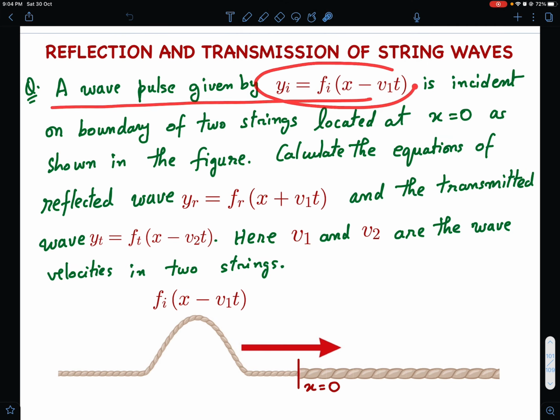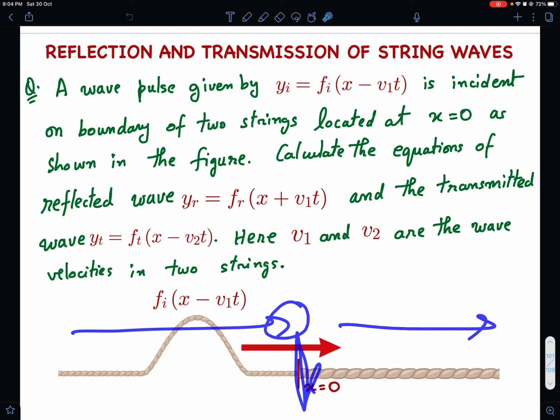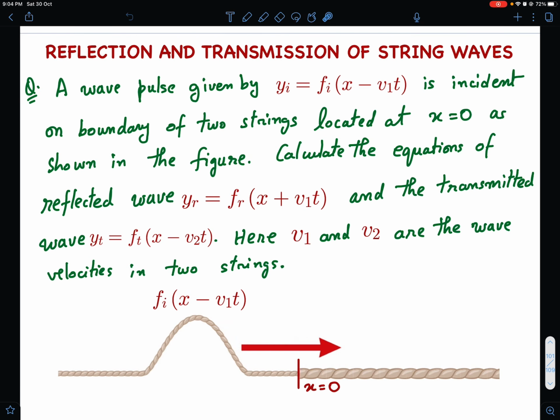The problem statement is: a wave pulse is given by y incident is equal to f incident. Fi is for incident, y incident is f incident of x minus v1t. Okay, so a wave pulse given by yi is equal to fi of x minus v1t is incident on the boundary of two strings located at x equal to 0. So here is one string and here is the other string. And this is the boundary of the two strings, and this is the incident pulse. So the incident pulse is going and it will reach the boundary, part of it will be transmitted and part of it will be reflected.